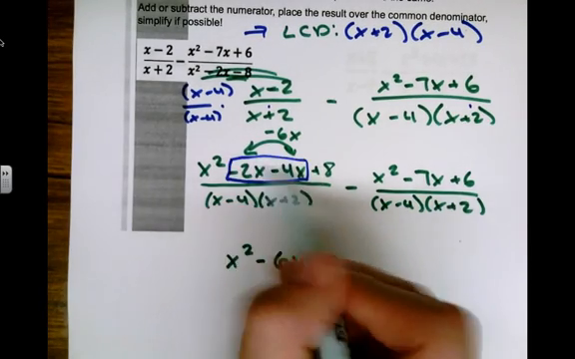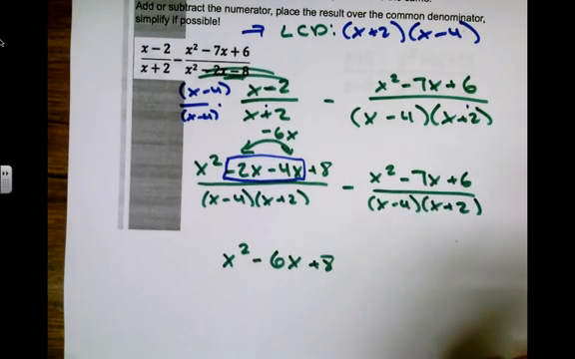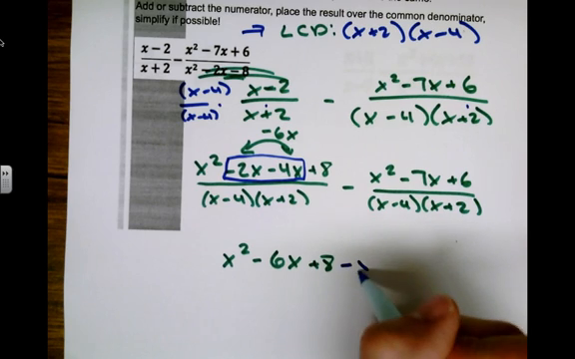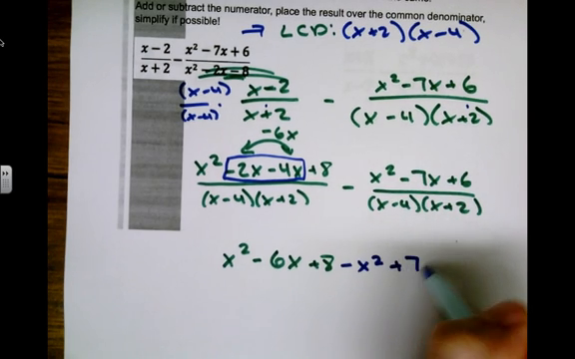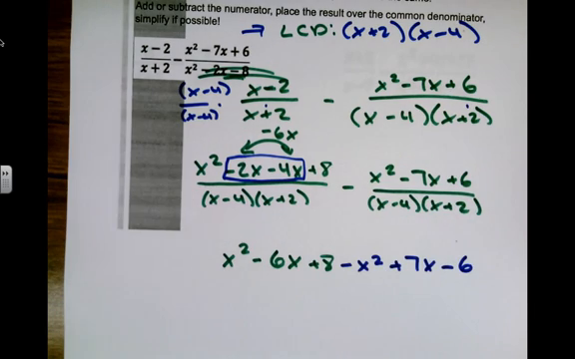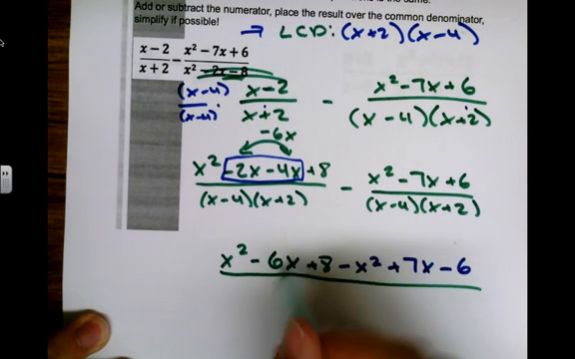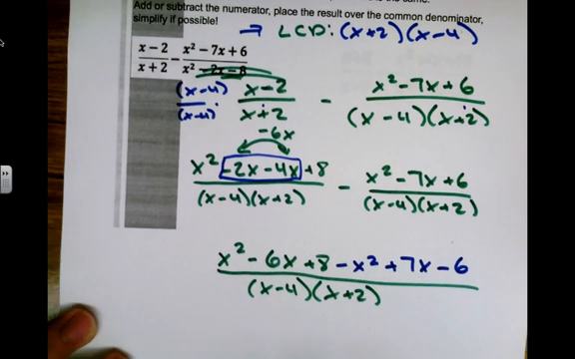These two, just combining those, would become negative 6x, which I write here. Now I'm subtracting though. So what that's telling me is I am subtracting x squared. I'm subtracting a negative 7x, so that's adding 7x. And I'm subtracting 6, so that would be minus 6. Okay, we have to remember that negative sign goes to everything on that side. And then I would just have x minus 4 and x plus 2.